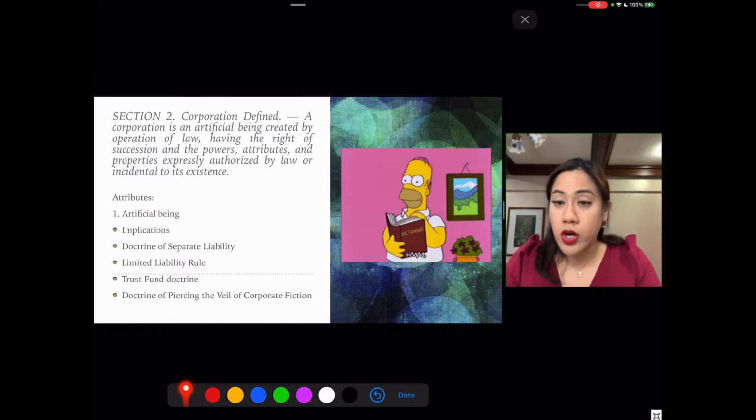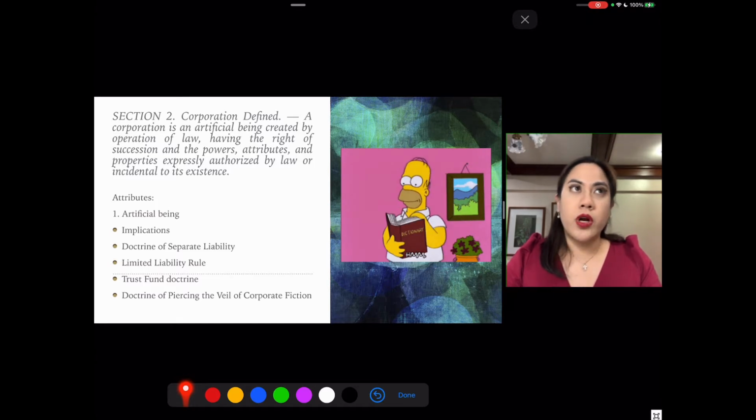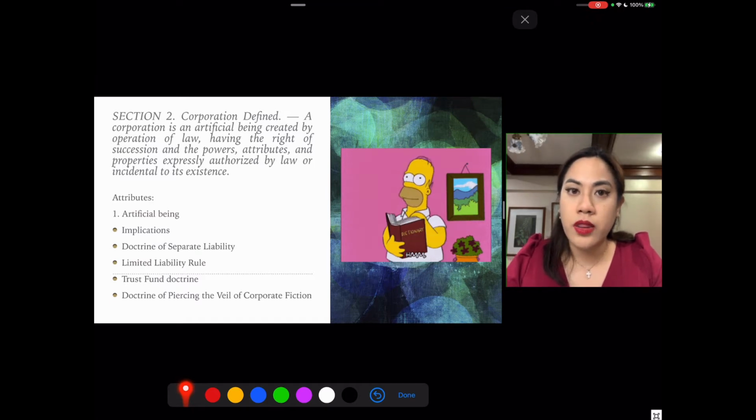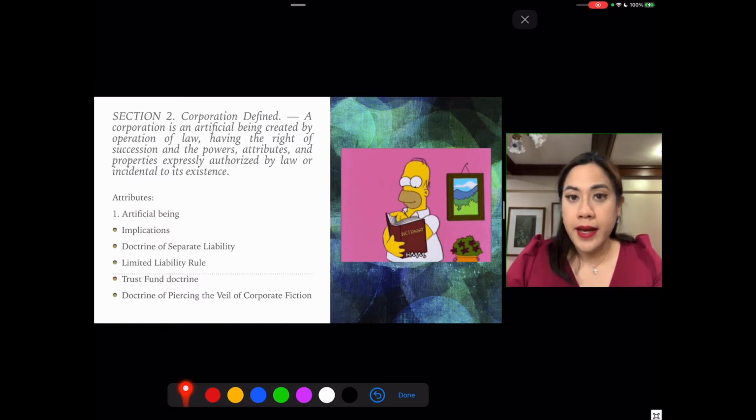But because it is an artificial being, the implications would be that number one, a corporation cannot be held criminally liable in the sense that the penalty of imprisonment cannot be imposed on it. How can you actually put to jail a corporation? Usually, when you look at the RCC, the penalty of imprisonment is imposed on the corporate officers who are responsible for the illegal act. Now, the corporation can be imposed a criminal penalty of fine because it can pay.